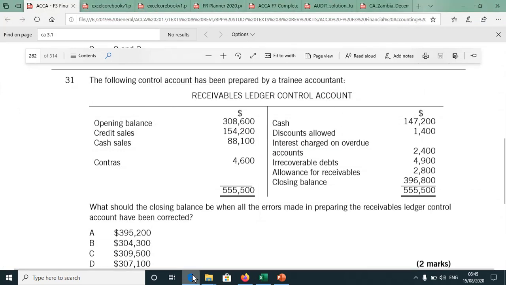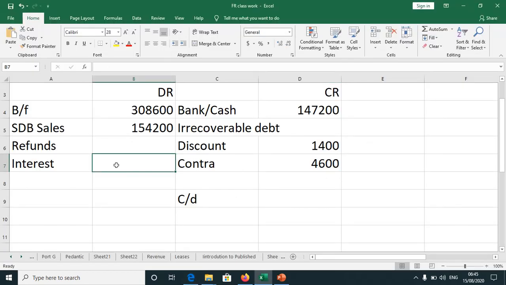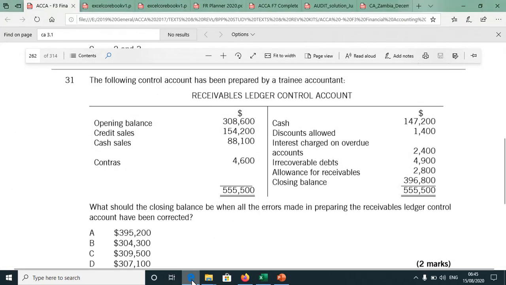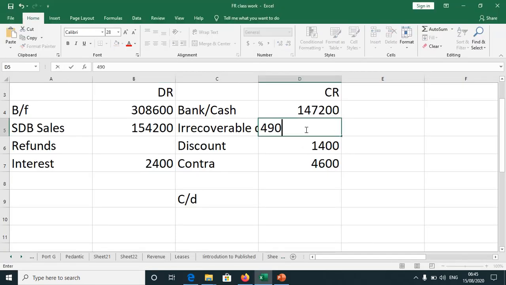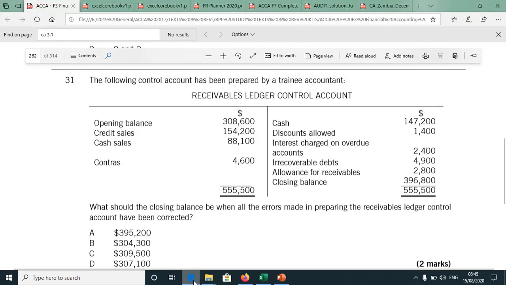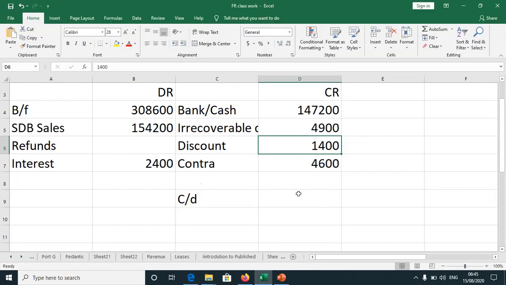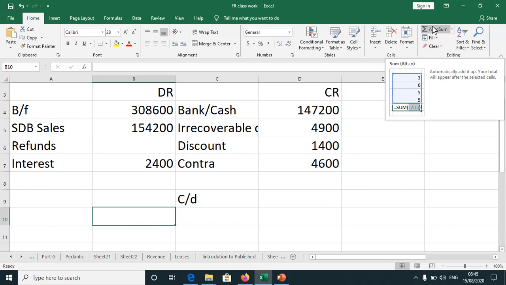I've got interest on overdue accounts 2.4. I think we need to put that one here. Let me just check that. That's correct. What about the irrecoverable debts 4.9? We put that one up there. What about allowance for receivables? That one is not an item to be considered in this account. Again, it's a distractor, just like cash sales made to cash customers.